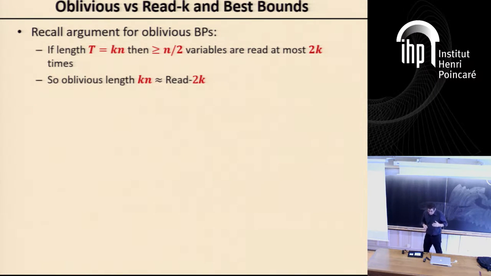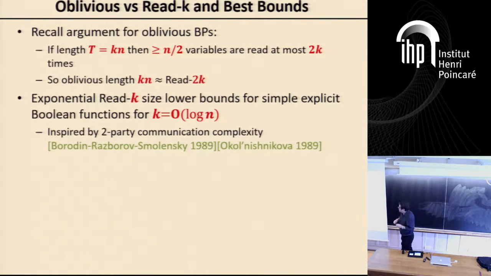So the argument, yeah, this is what I was just saying. If you have a length kn branching program, then at least n/2 variables are read at most 2k times. So oblivious of length kn is kind of like read-2k. You can get exponential read-k size lower bounds for simple explicit functions, provided k is at most log n. They were inspired by this two-party communication complexity approach that we talked about for oblivious branching programs, due to Borodin, Razborov, Smolensky, and Okolnishnikova, pretty much around the same time.